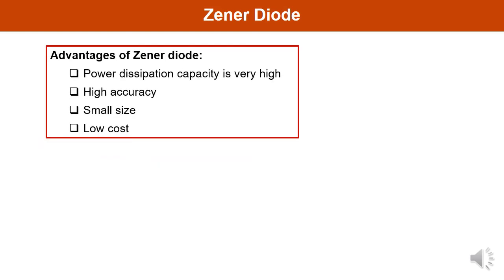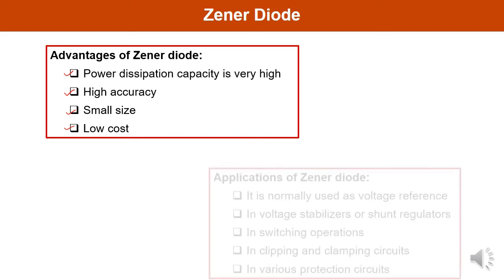Some of the advantages of the Zener diode, you must note down and you must remember each and every point. Power dissipation capacity is very high, high accuracy, small size, and low cost. So these are the factors which make the Zener diode very popular.